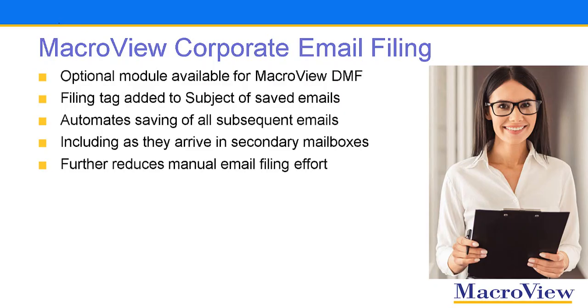MacroView Corporate Email Filing is an optional module available for MacroView DMF. It adds a filing tag to the subject of emails that are saved to SharePoint. Those filing tags will automate the saving of all subsequent emails in the same conversation as those emails are sent and received, including as they arrive in or are sent from a secondary mailbox. This further reduces the manual effort associated with filing of emails. Let's take a look at this as well.